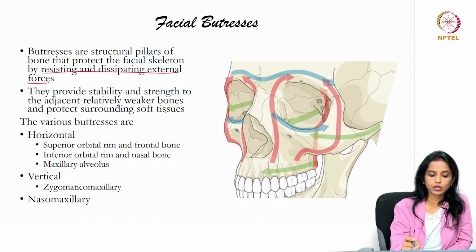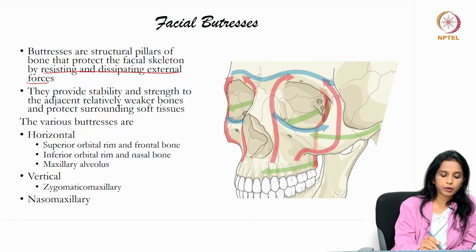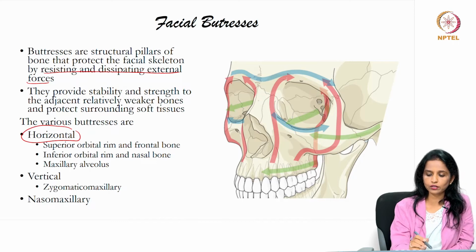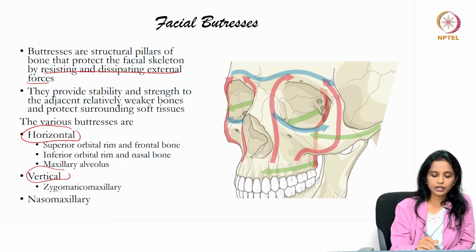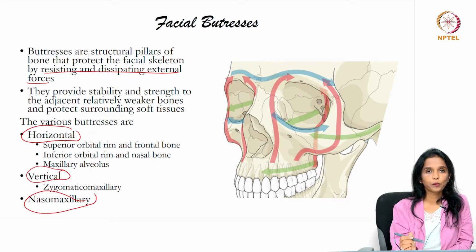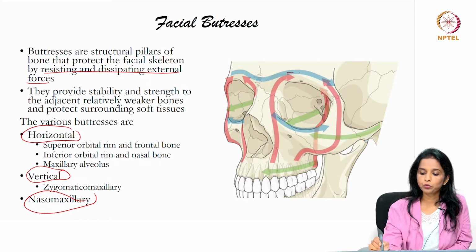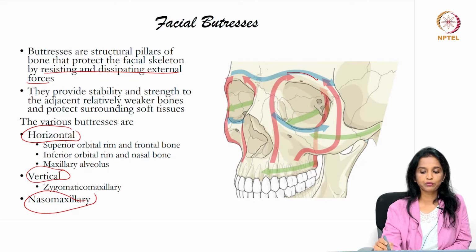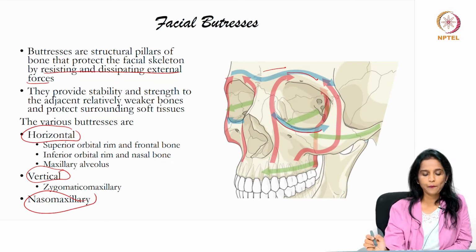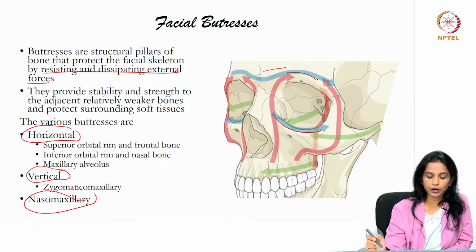They are structural pillars and they provide stability and strength to the adjacent relatively weaker bones and protect the surrounding soft tissues. So, there are 3 buttresses. First is your horizontal, then we have the vertical, and then we have the nasomaxillary. The horizontal contains your supraorbital rim and the frontal bone, and then we have the infraorbital rim, which also contributes to the horizontal buttress.